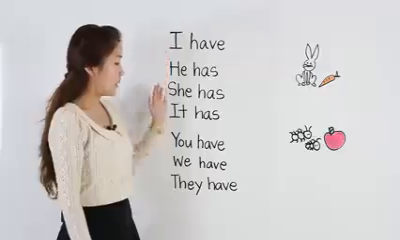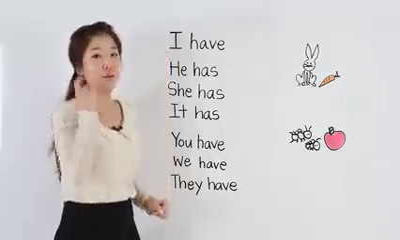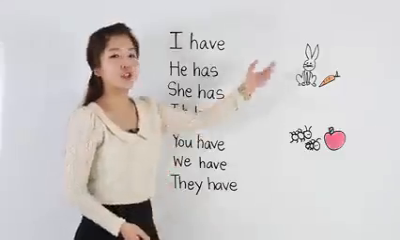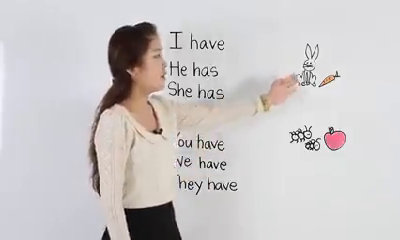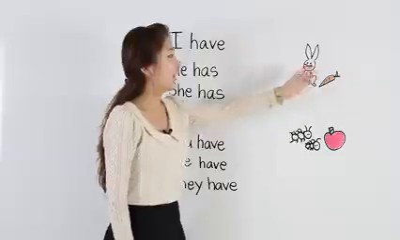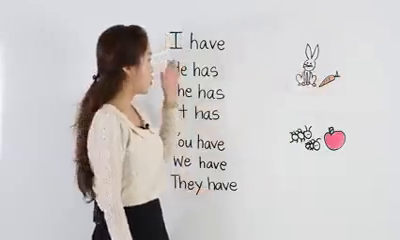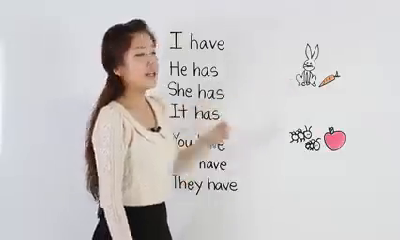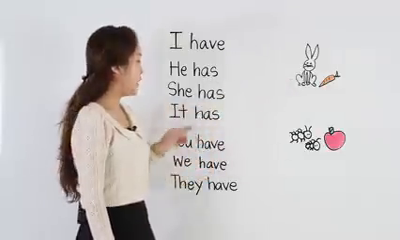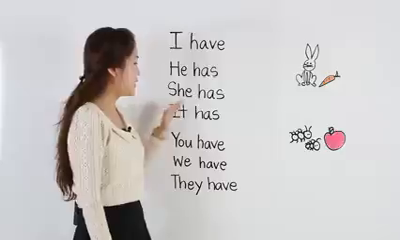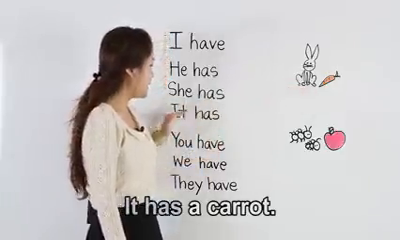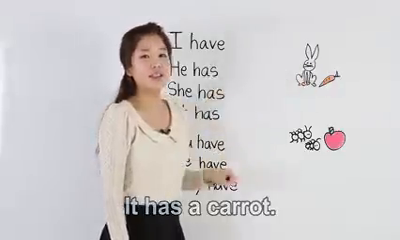Okay, this is very easy. You just have to remember it. Okay, so let's practice with these pictures. Here we have a rabbit and a carrot. So which one do we have to use? Well, a rabbit is an animal, so we have to use it. It has a carrot. Again, it has a carrot.